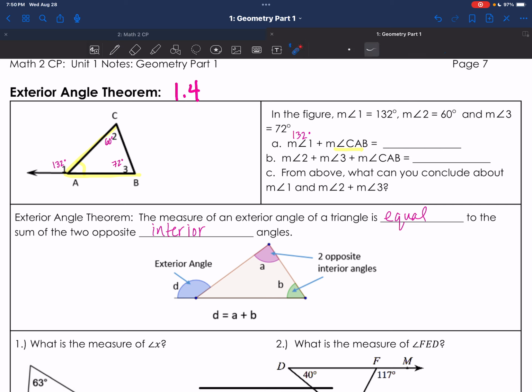132, well, we don't know what that is, but that's okay because doesn't it make a straight line? So if it makes a straight line, both of these together make a straight line, you know it's going to be 180. So we could easily figure out the measurement of CAB if we needed to. All right, so now let's look at part B.